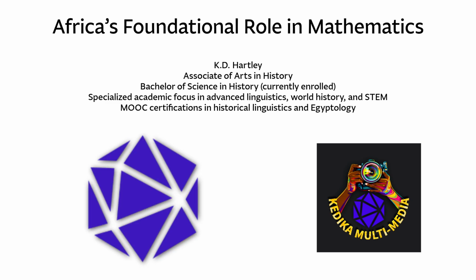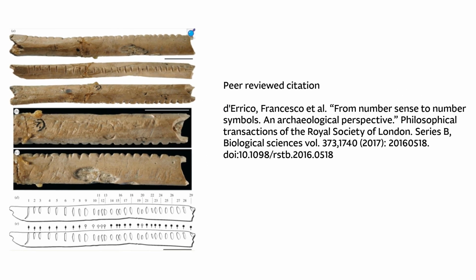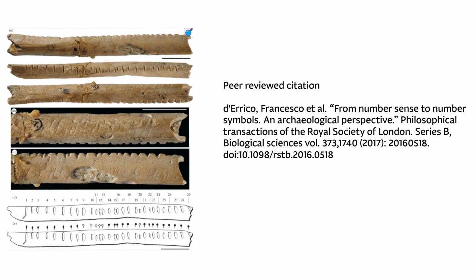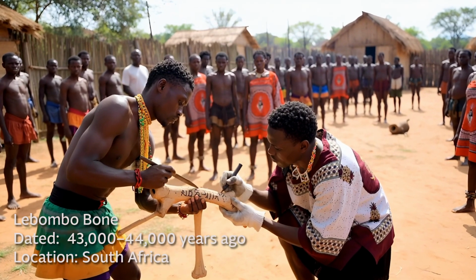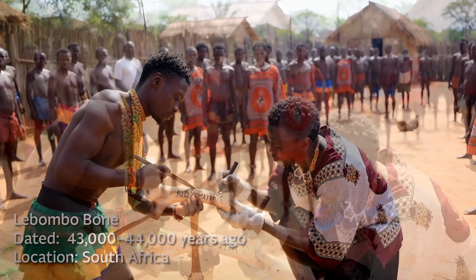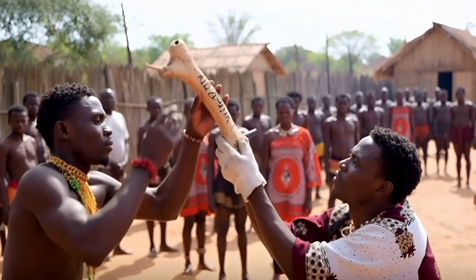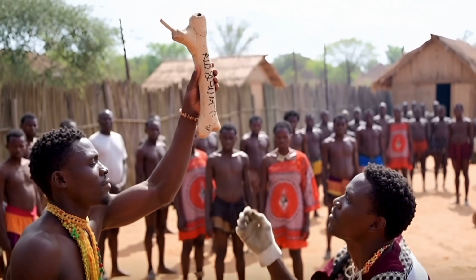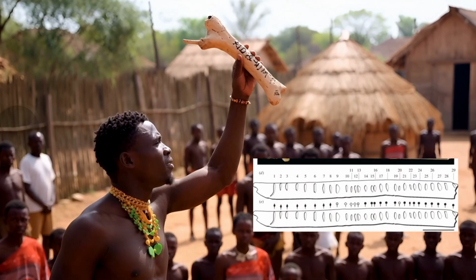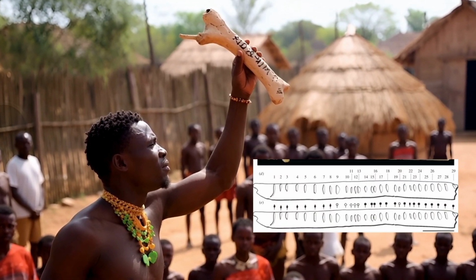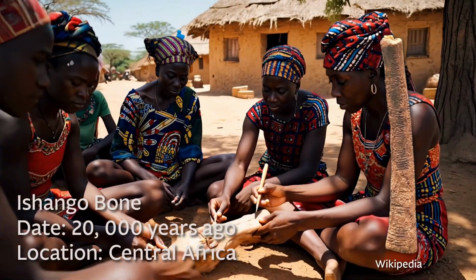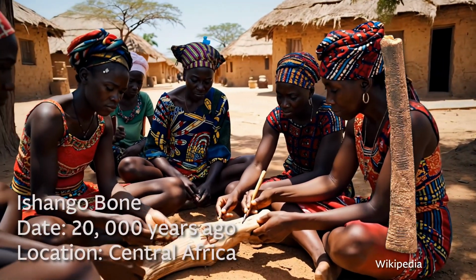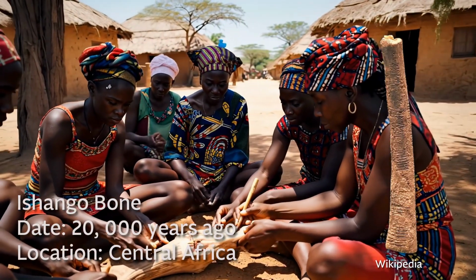The Lebombo Bone, found in the Lebombo Mountains between South Africa and Swaziland. It dates to roughly 43,000 to 44,000 years ago. Made from a baboon fibula, the artifact features 29 distinct notches and is theorized to be a lunar phase counter or menstrual tracker.